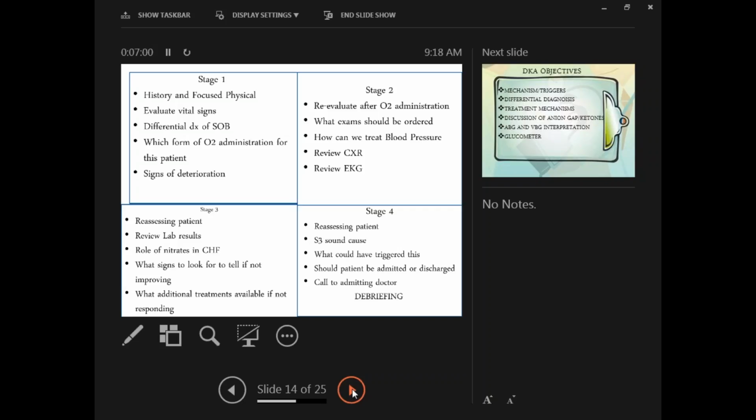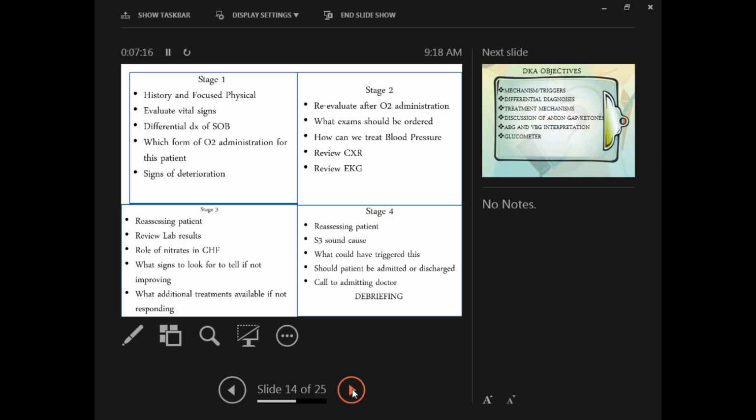So again, stage 1 is basically the same as the Sam case. We're going to do the history and physical, evaluate the vital signs, talk about the differential, give oxygen, and what should we be looking for while we're examining this patient for signs of deterioration.